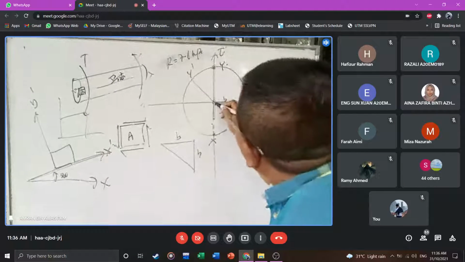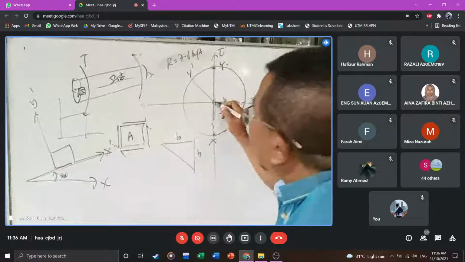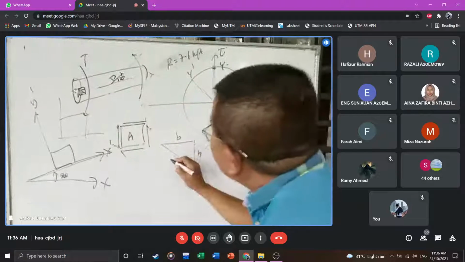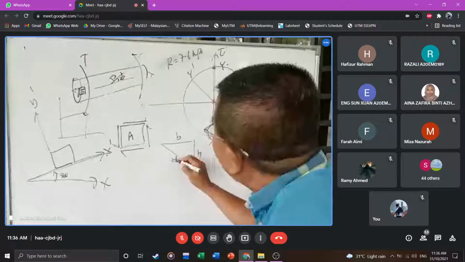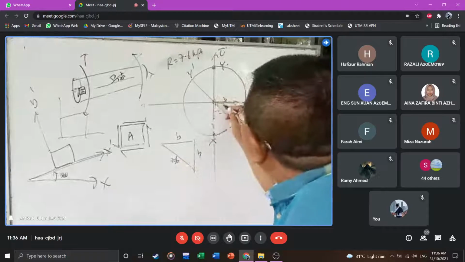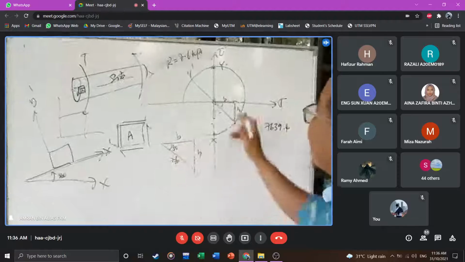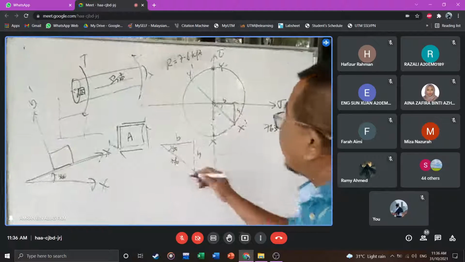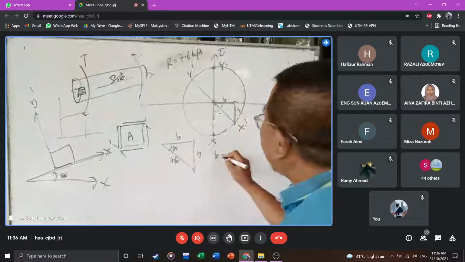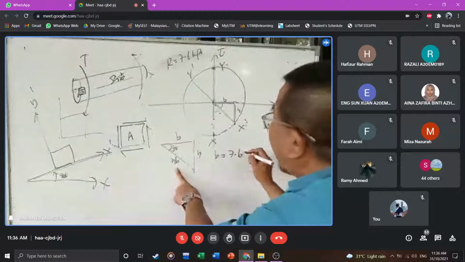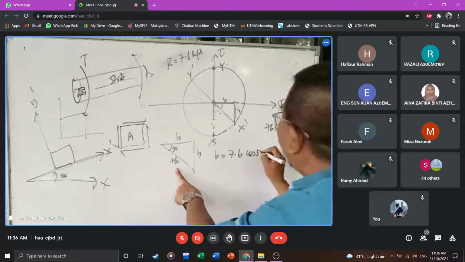So I know this radius. Your radius is 7.6 kilopascal, and the angle here is 40. This must be 50. You decide. The triangle there. So what is my B there? My B is 7.6 cos 50 degrees.